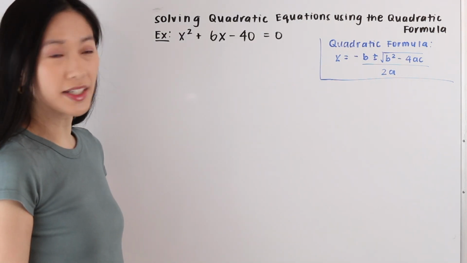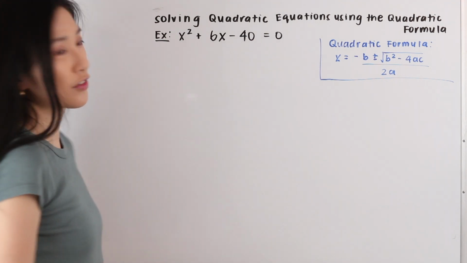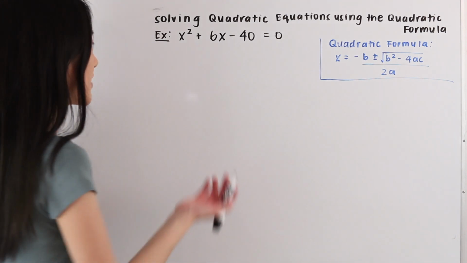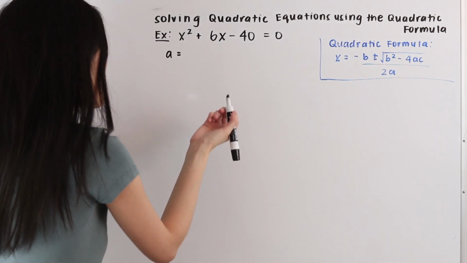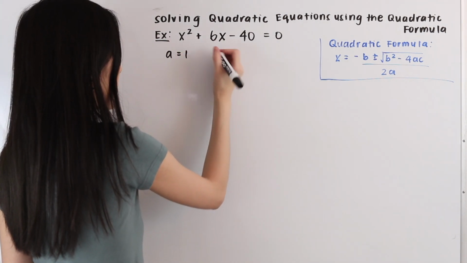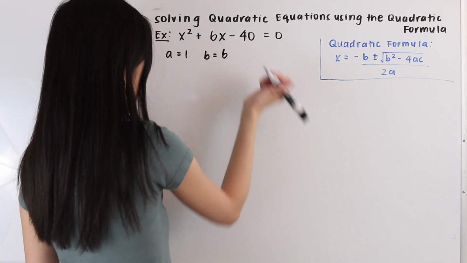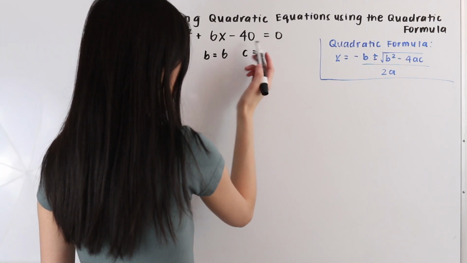So in this next example here, we have x squared plus 6x minus 40 is equal to 0. And for our first step, let's go ahead and identify what a, b, and c are equal to. And so remember that a is just the coefficient corresponding to our x squared term, which in this case is equal to 1. b is the coefficient corresponding to our x term, which is equal to 6 in this case. And c is equal to our constant term, which is equal to negative 40.